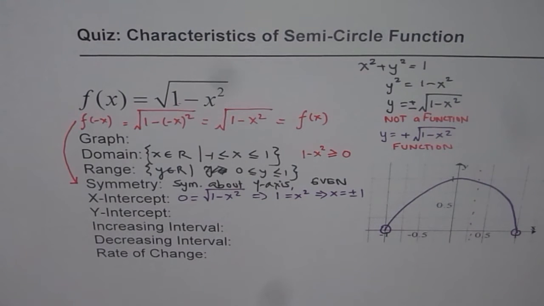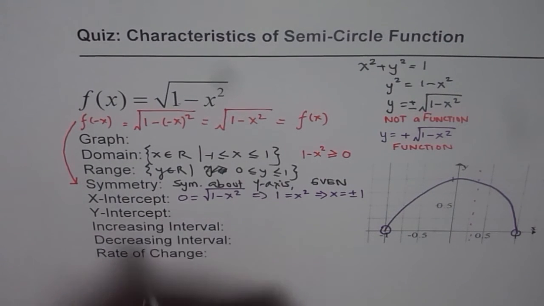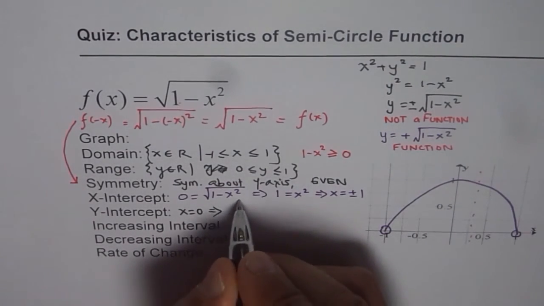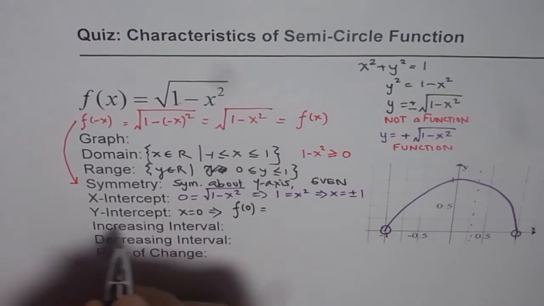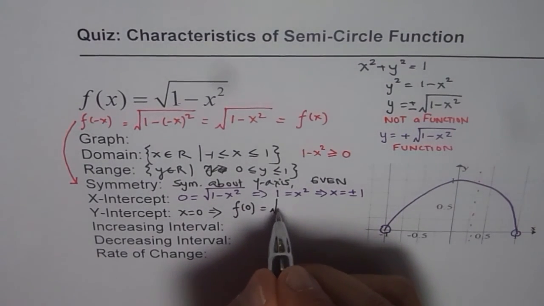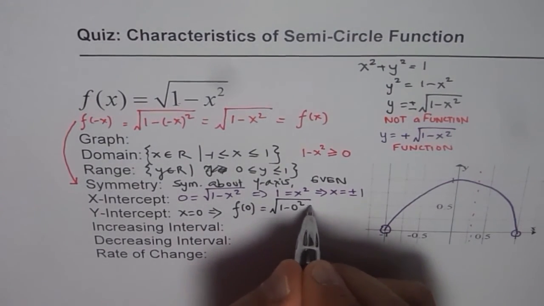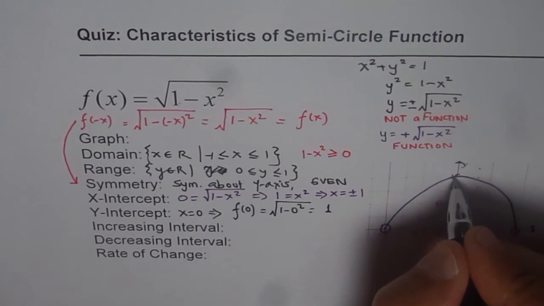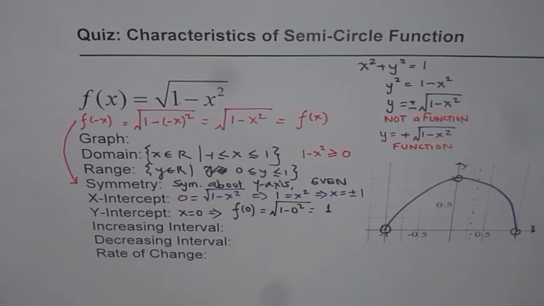Now how about y-intercept? For y-intercept, you have to write x equal to 0, right? So if I write f of 0, that means f of 0 is what? That is y-intercept. So we get square root of 1 minus 0 square, which is 1. So the y-intercept is 1. Correct? So that's your y-intercept.